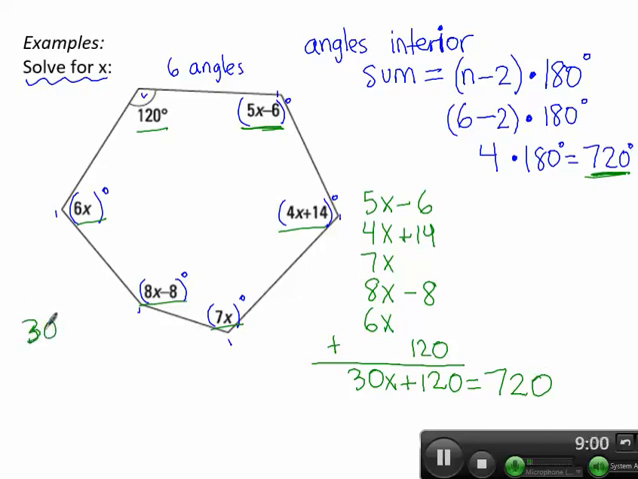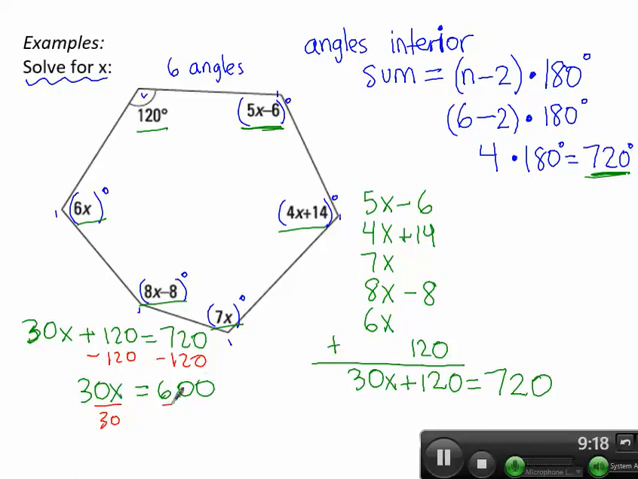My equation is 30x plus 120 equals 720. I start by subtracting 120 from both sides. I get 30x by itself, that equals 600. Then dividing by 30 leaves me with x equal to 20. Make sure I've done everything it's asked in the directions. Solve for x. Yes, I have. Cool.